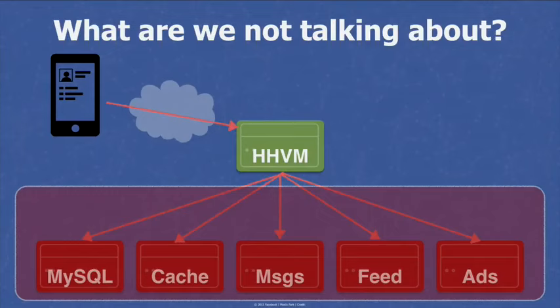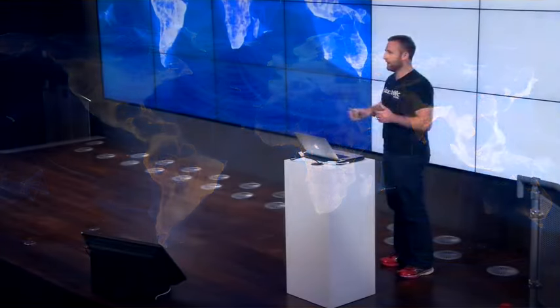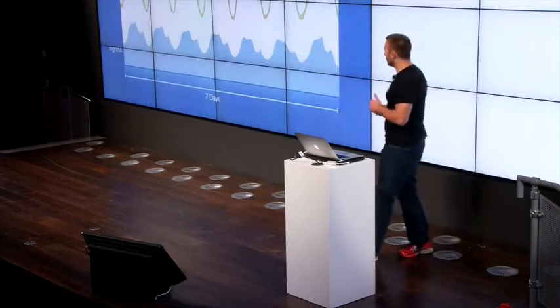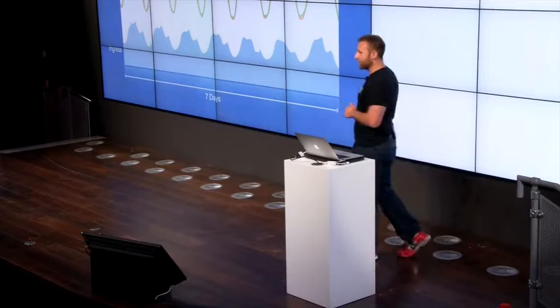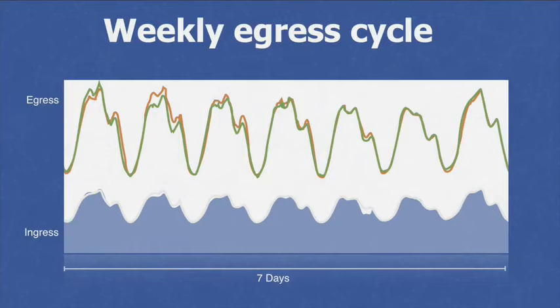We have a lot of really awesome stuff. We do a lot of load balancing and sharding, but that's out of the scope of this talk. So again, our job is, when somebody opens up Facebook, to terminate TCP and SSL and proxy their request back to HHVM. This is what our weekly egress cycle looks like. Egress is bits per second leaving our routers to the open internet. It shows every week. You can see two lines there.